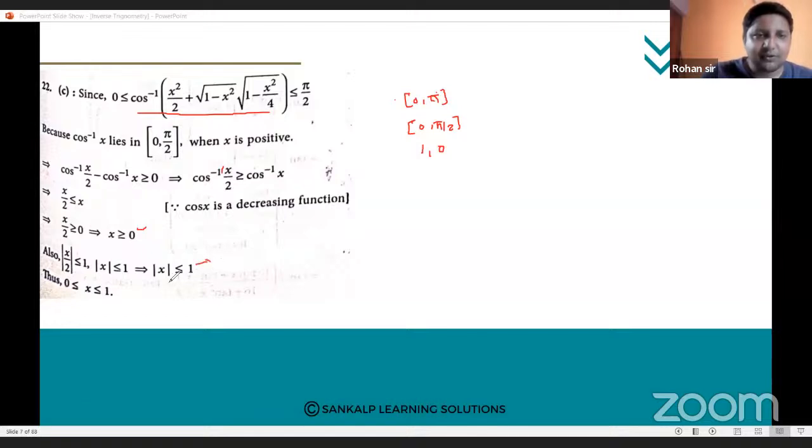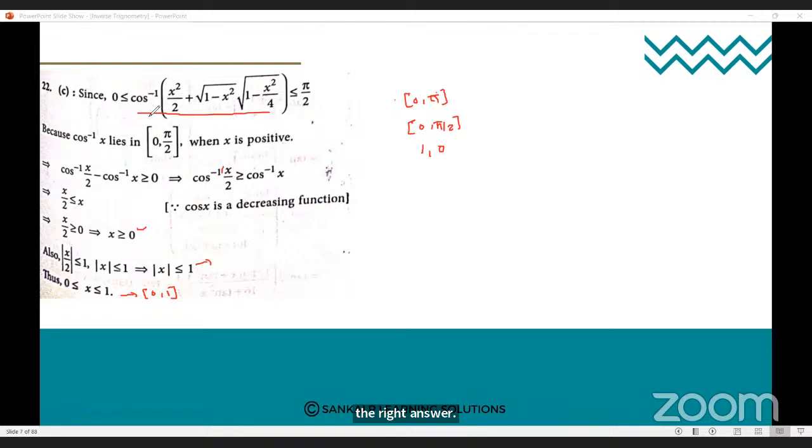We know the modulus value is always greater than 0, and here we are getting the interval as less than or equal to 1. So when we simplify, we get it in the form of x greater than or equal to 0 and less than or equal to 1. So the closed interval 0 to 1 will be the right answer. Next question.